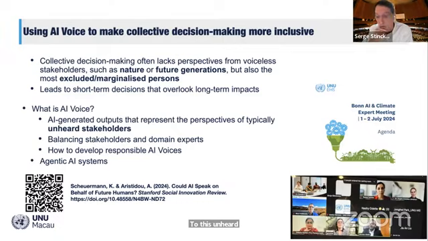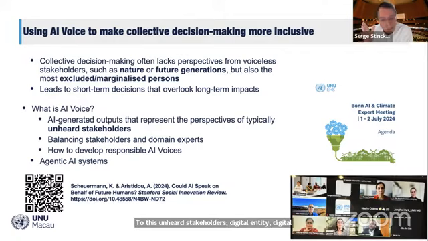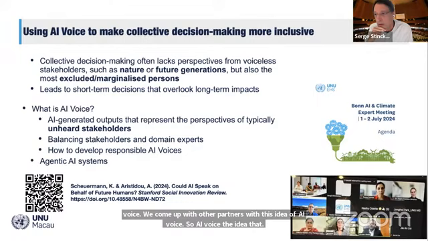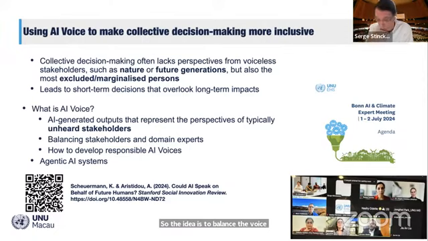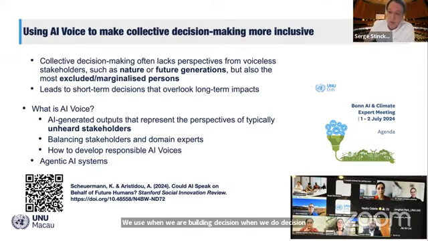We came up with other partners with this idea of AI voice. So AI voice is the idea that AI systems might amplify the voice of the typically unheard stakeholders. So the idea is to balance the voice of domain experts, which we normally use when we do decision-making, with the voice of stakeholders, people that will be impacted by the decision-making process. The first introduction of this idea of AI voice was done recently by Professor Angelina Aristidou from Stanford University in a publication called AI Speak on Behalf of Future Humans, that you can download also with this QR code.